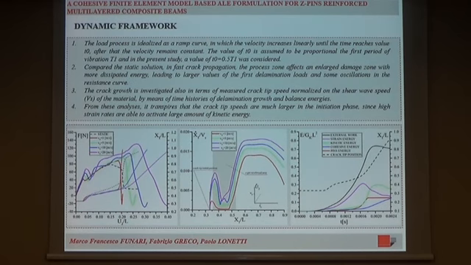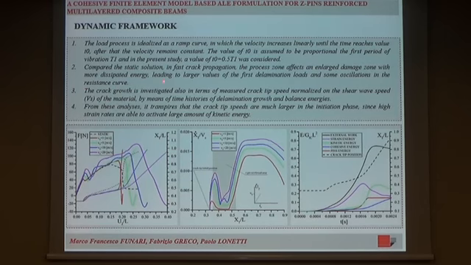The previous analyses are developed in a static framework. This second set of results is developed instead in a dynamic framework. In particular, the load process is idealized as a ramp curve in which the velocity increases linearly until the time reaches value t0. After, the velocity remains constant. This result represents the resistance curve. In particular, compared with the static solution, the resistance curve in the dynamic framework presents some oscillation.